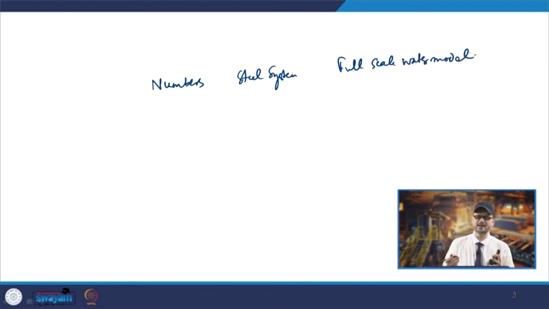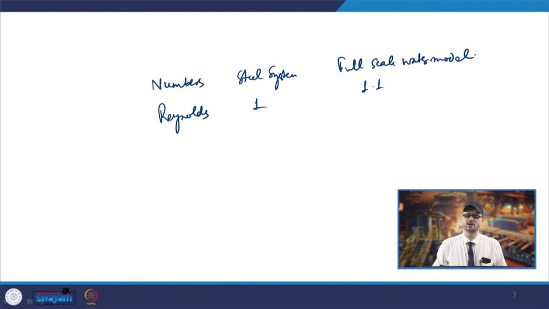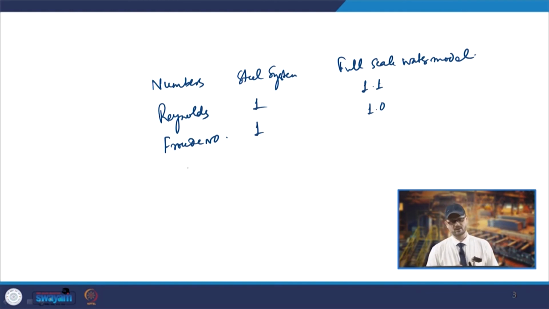When you talk about the Reynolds number, you do the Reynolds similarity. If it is 1 in the steel system, it is reported in the literature that we should keep it at about 1.1 for the full scale water model. Similarly, for the Froude number, if it is 1 in the steel system, you keep it 1 in the full scale water model too. That Froude similarity is normally kept in mind. Similarly, for the Weber number, if it is 1, then it will be 3.1.